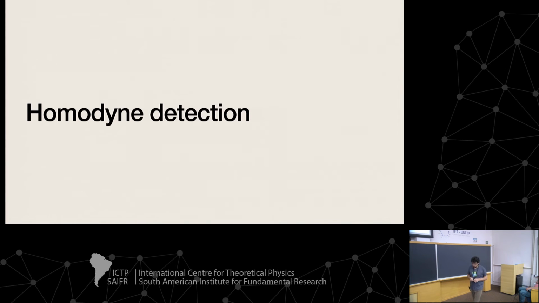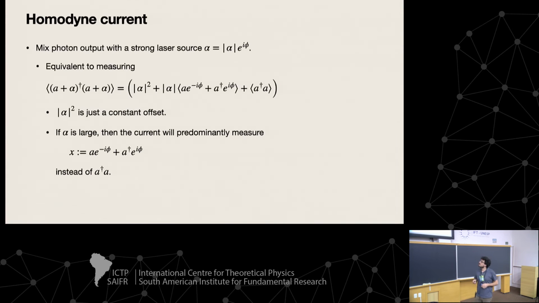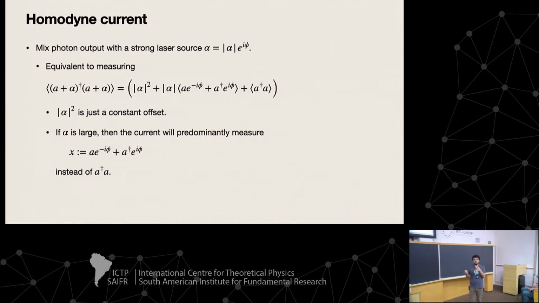OK, so what I talked about before is quantum jumps. Most of the time you get silence, and every once in a while you get a click. We can also turn this into a diffusive process using something called homodyne detection, which is well known in optics. Homodyne detection is essentially that you take the photons leaking out of your cavity and mix them with a very strong laser. So you mix the photon signals.